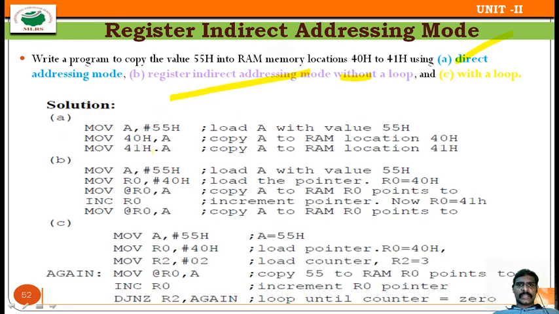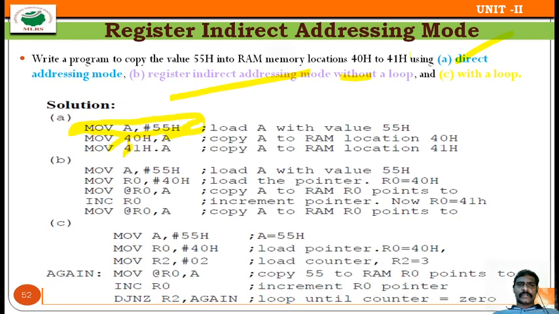So for direct addressing mode, what I am doing is MOV A, #55. So in immediate addressing mode, the immediate value is moved to A. Then in the same way it is moved to the 40H and 41H memory locations. So this first one is an example of direct addressing mode.